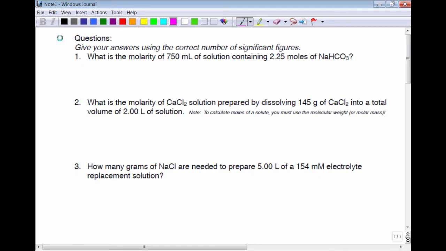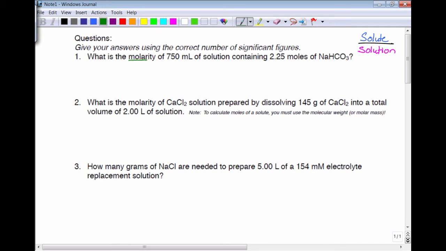This is a video to help you through problem solving in the activity on concentration units. Remember that when we're dealing with concentration, we're always dealing with the amount of solute per unit of solution. The units that we use for solute and solution will depend on the unit of concentration we are looking for. Let's try the first problem.